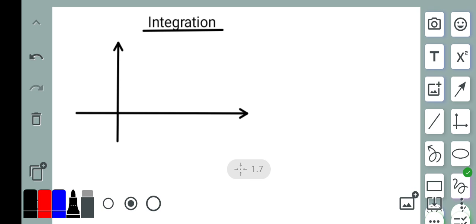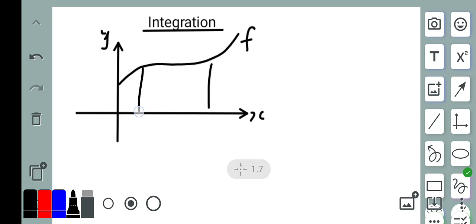Okay, now let's assume that we have a graph. Let's say we have something like this. Let's say we have a function f where this is our y and this is our x axis. Are you there? And let's say we are asked to find the area of this portion. What are we going to do?